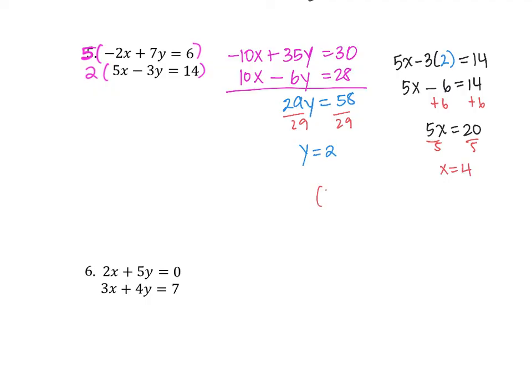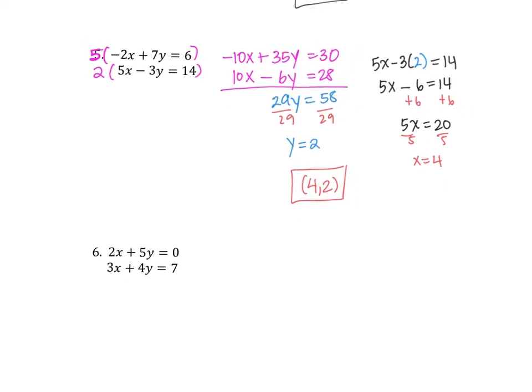So I got x is 4, y is 2. So 4 comma 2 as my ordered pair. And if you did it differently, we should still get the same answer. Okay, last one's number 6.